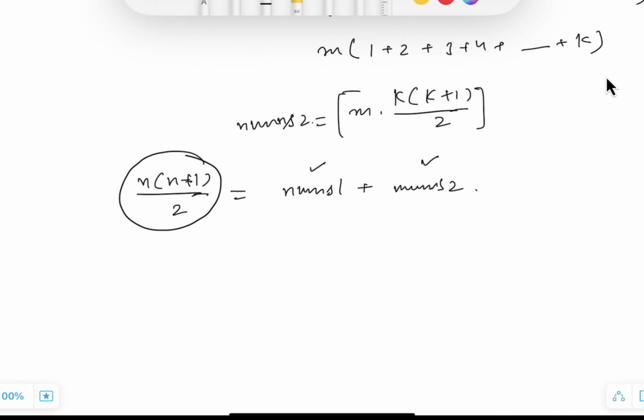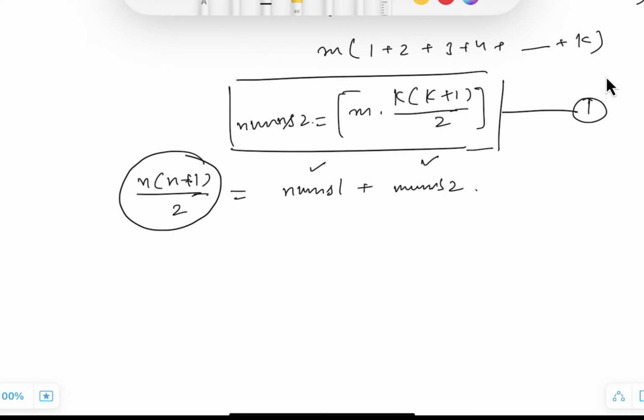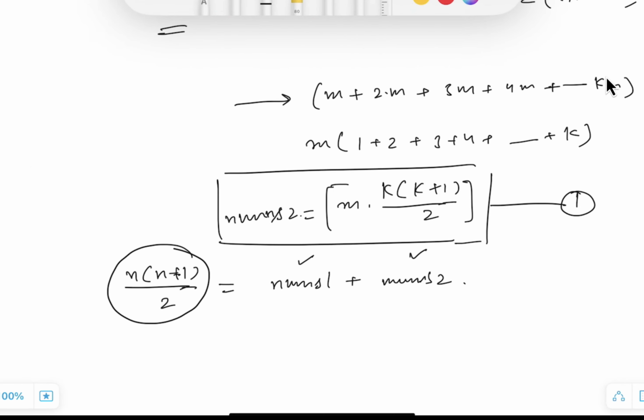Okay, this is something I have written here, and this nums2 value I have captured. What is this value? m plus 2m plus 3m till km. And if I just extract out the m, I'm left with the sum of the first k natural numbers, and the formula is this.